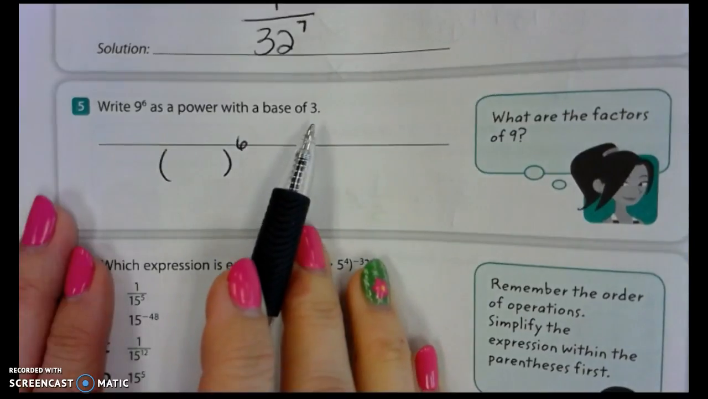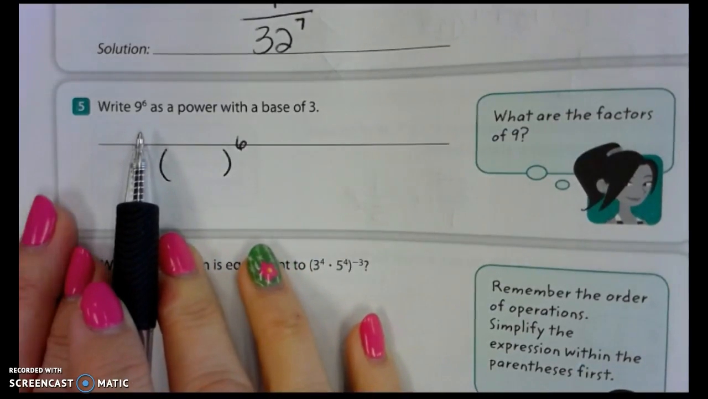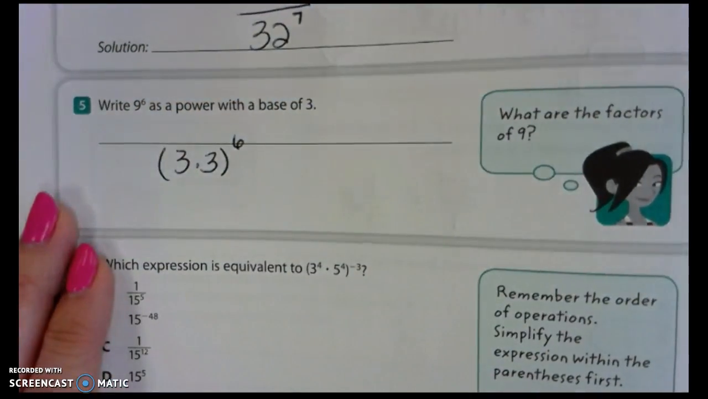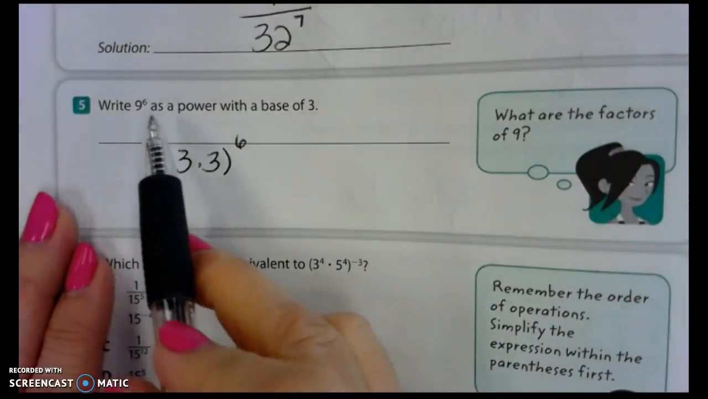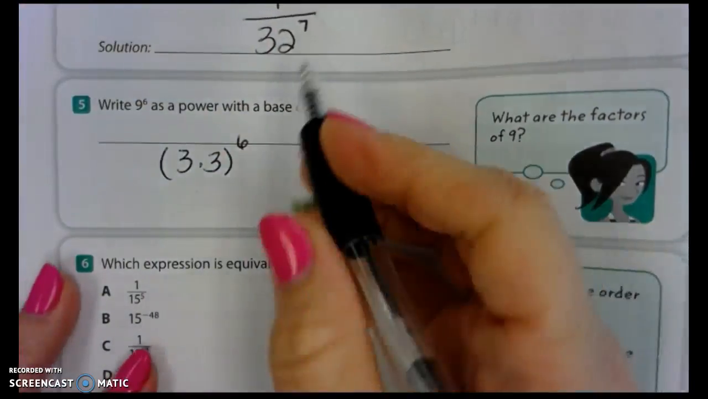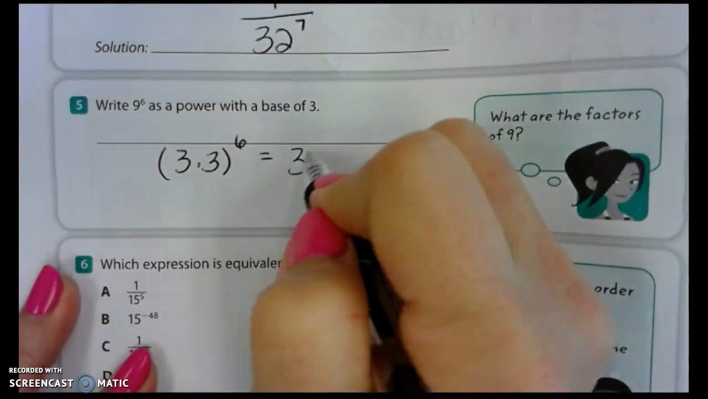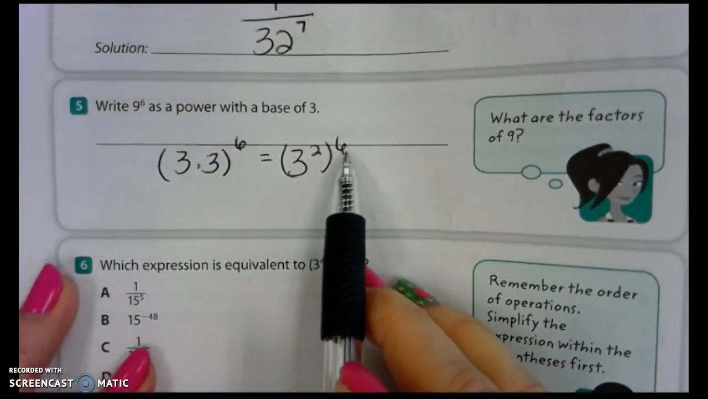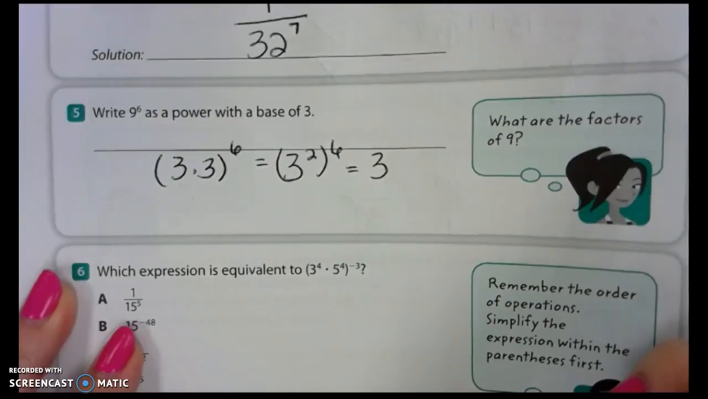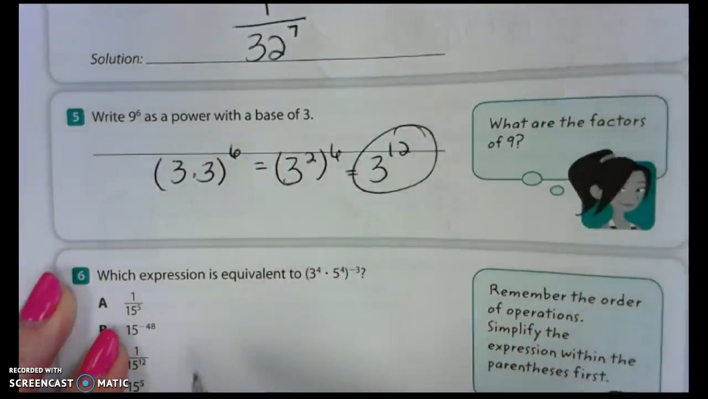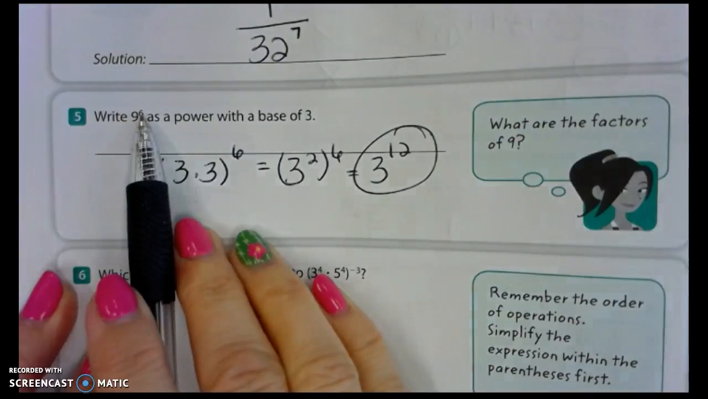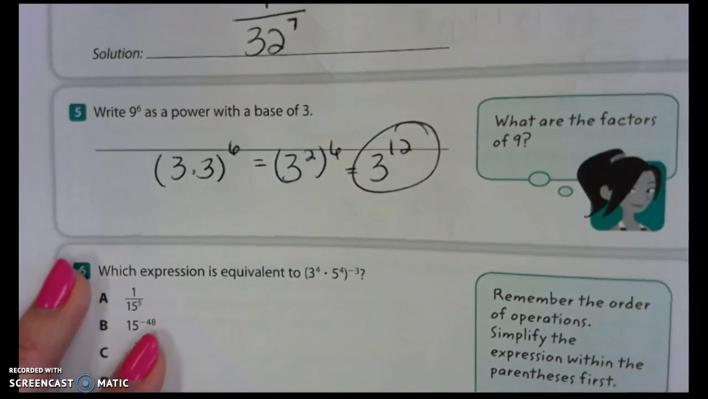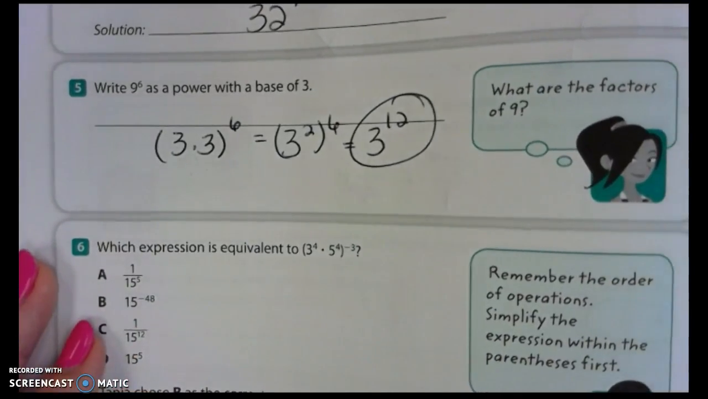Now, 3 and 9 are related. I can use 3 to get 9. 3 times 3 makes 9. 3 times 3 is equivalent to 9, so the 9 has been taken out, the 3 times 3 put in. As an exponent, that would be 3 squared to the 6th. Now we use the power rule, and we get 3 to the 2 times 6, which is 12. So 9 to the 6th is the same as 3 to the 12th. You have to look for that relationship. Questions there?